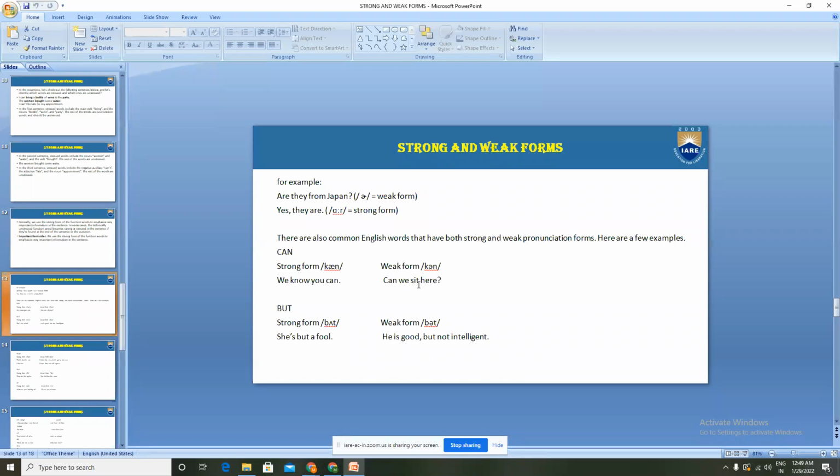We know the sentence. We have to stress here. Next, here we will consider this word "but". So "but" actually is a weak form.